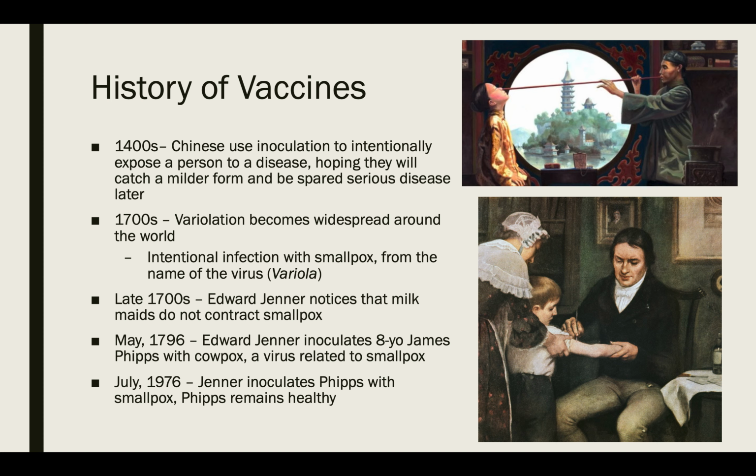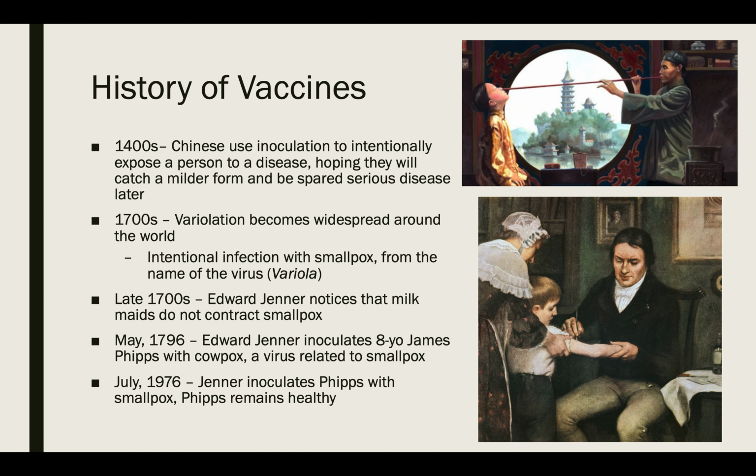So in 1796, Edward Jenner decided to test this. He inoculated this 8-year-old boy, James Phipps, with cowpox. He speculated that milkmaids were getting cowpox, which is similar to smallpox. It causes little pustules. It's a disease of cattle. So he hypothesized that because they were getting cowpox, they couldn't get smallpox. Basically, he thought cowpox was inoculating them against smallpox.